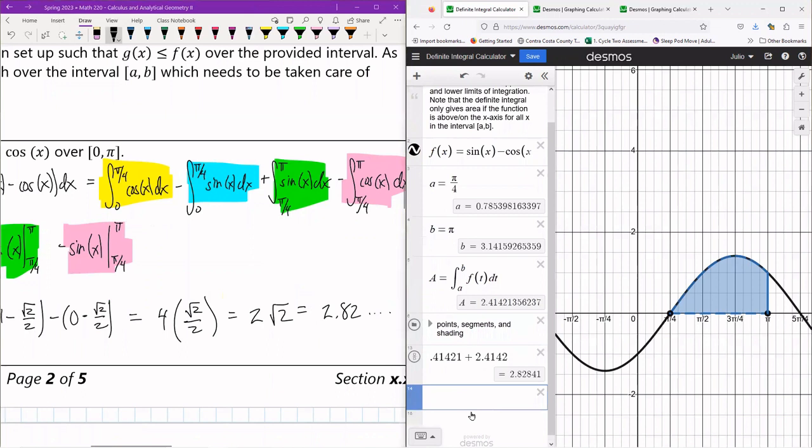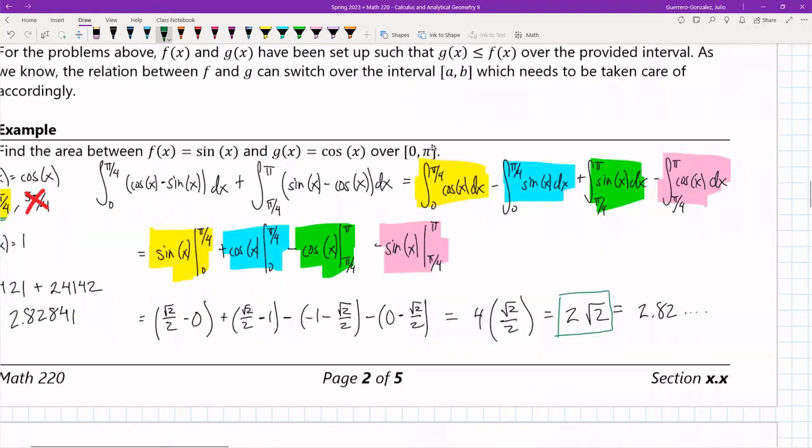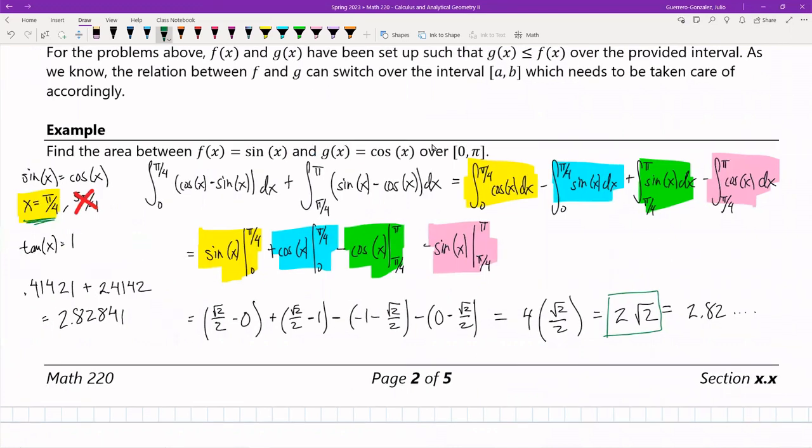So let's go ahead and compute that value. So 2 times the square root of 2 gets us our 2.82 and change. So the actual answer, with no approximation, would be 2 times the root 2. If we need to approximate it, it'd be 2.8284 and change. Again, use the calculator to double check your work. Don't use it as a crutch.